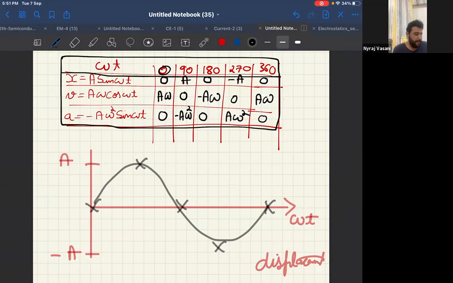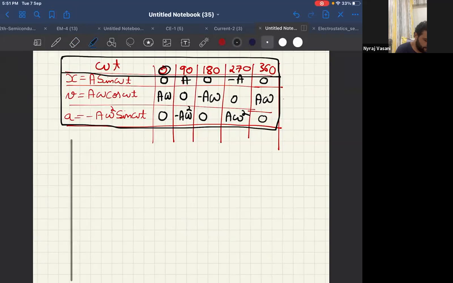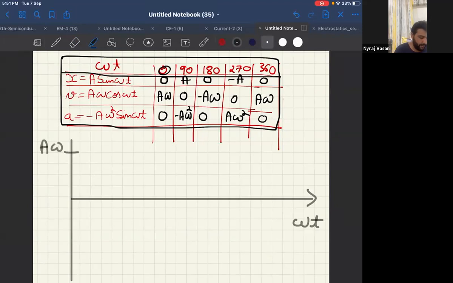Now, can I draw the graph of velocity? Okay, look at the graph. I will draw the graph of velocity. Now I know maximum velocity is A omega and minimum velocity is minus A omega. Therefore, look at this. It starts from A omega, 0, minus A omega, 0, plus A omega.